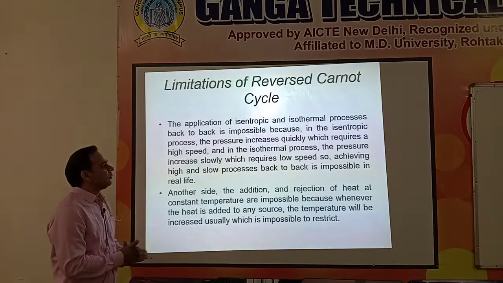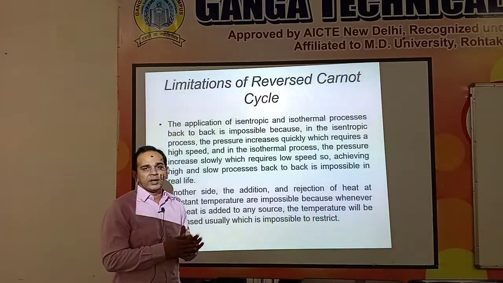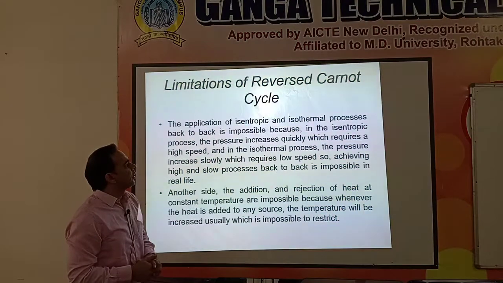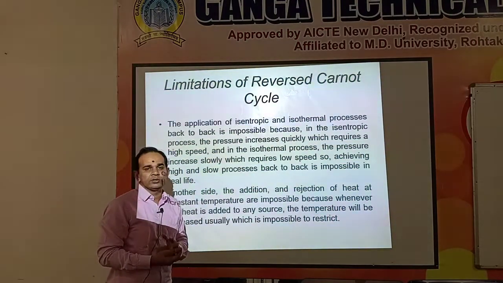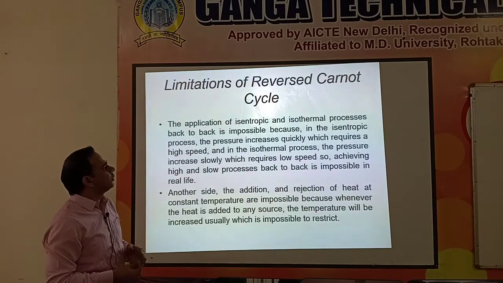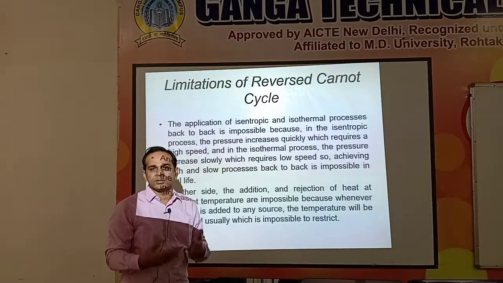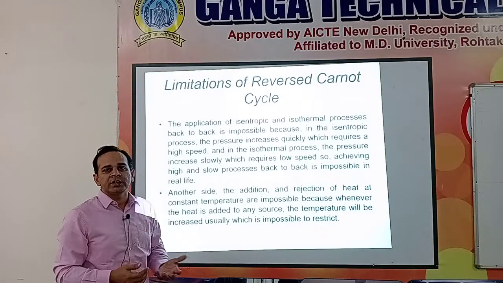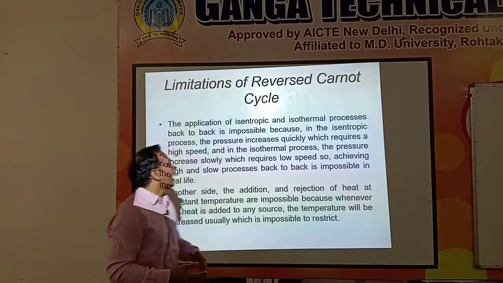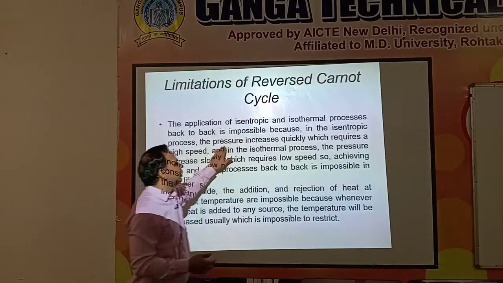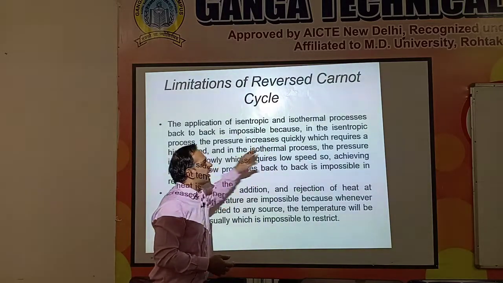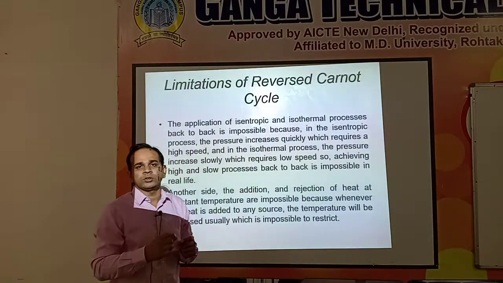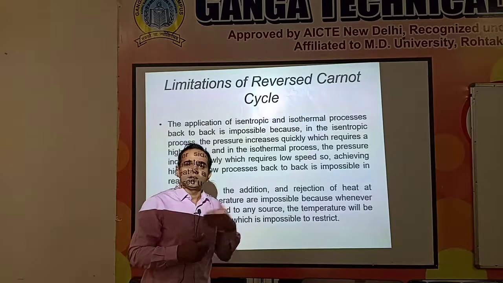Next. Here are some of the limitations why the reverse Carnot cycle is not generally practical to use in industry. These are the two main reasons why we are not using the reverse Carnot cycle. First is that the isentropic and isothermal processes are basically ideal processes. So working these two continuously one after another is a very impractical task. In an isentropic process, the pressure increases quickly, whereas in an isothermal process the pressure has to change very slowly. So maintaining these two processes one after another is a very tedious task.